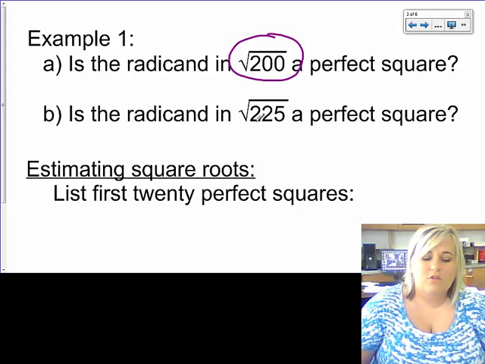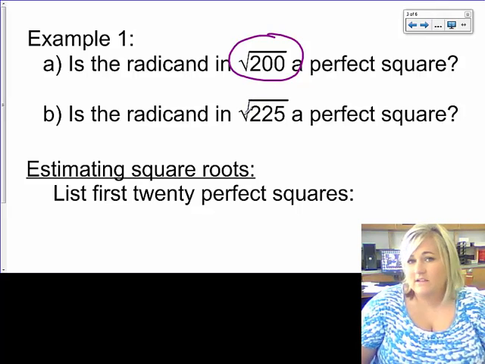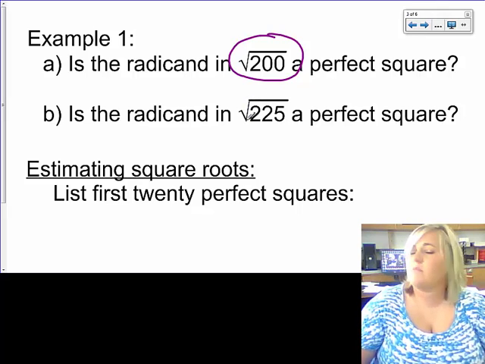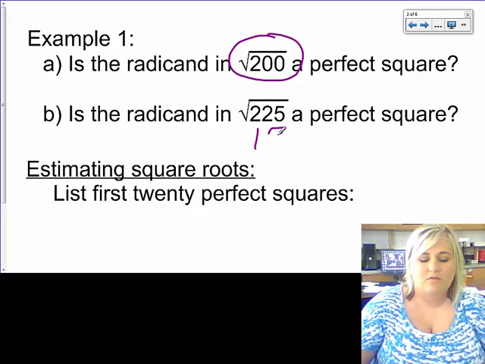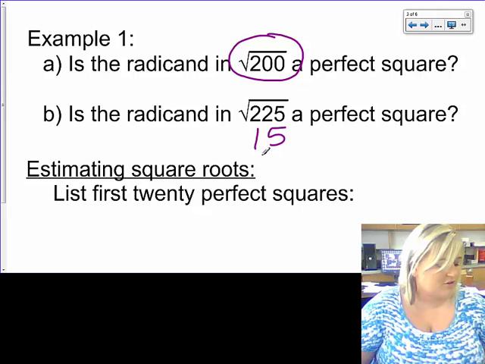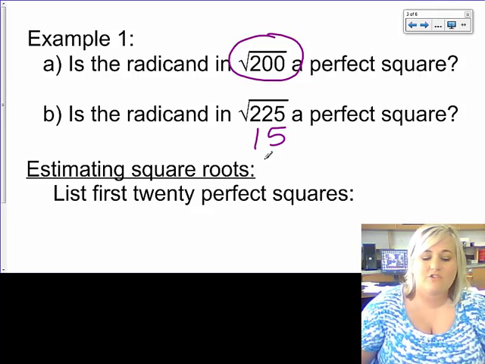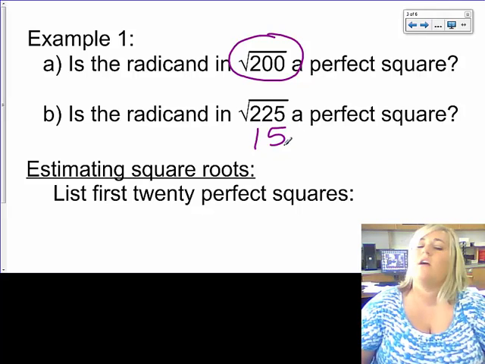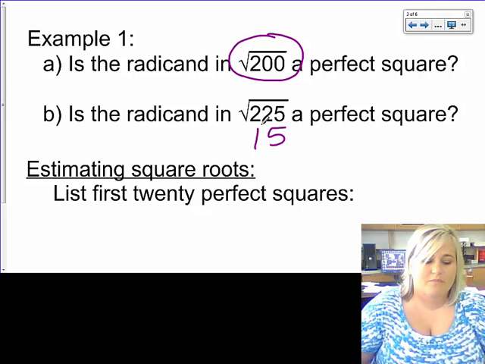Is the radicand radical 225 a perfect square? Now that maybe isn't one that you know yet. Eventually I expect you to know it, but whenever you punch that into your calculator, you should get 15. And whenever you punch a radical into your calculator, if you get an integer, which 15 is an integer, then that means that whatever that radicand is, it is a perfect square.